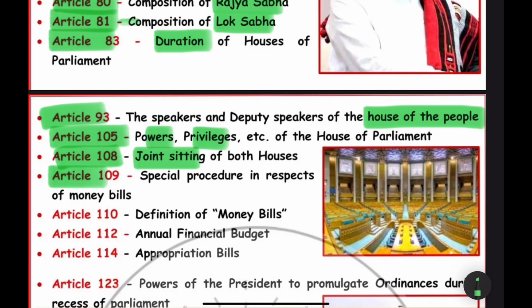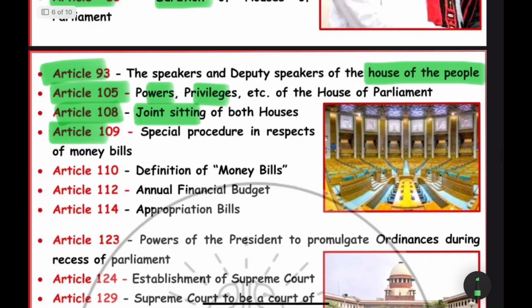Then Article 109 tells about the special procedure in respect of money bills. Related to the money bills procedure, which article tells you? Article 109.